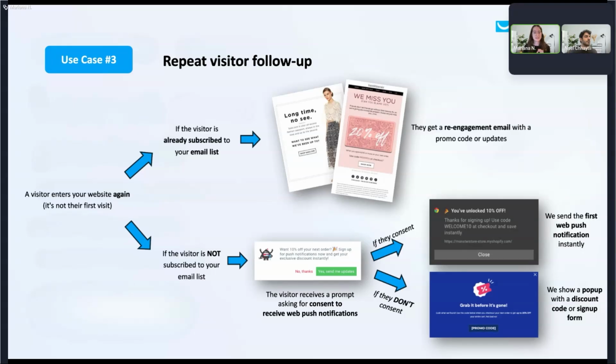The first group is those who are already subscribed to your email list. So, returning visitors who are subscribed to your email list. And the second group is returning visitors to your website, but who aren't subscribed to your email list. Let's walk through both paths. So look at the one above. So, if there's a repeat visitor that is subscribed to your mailing list.